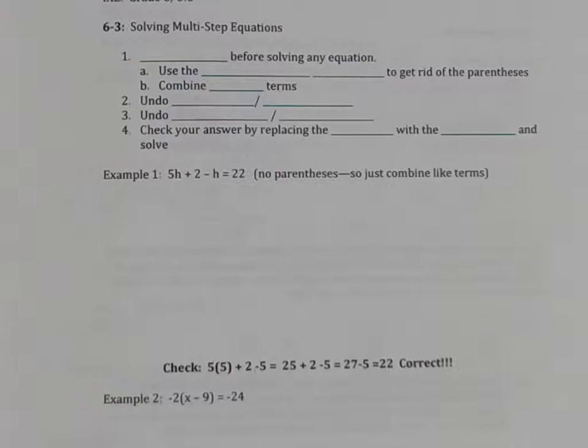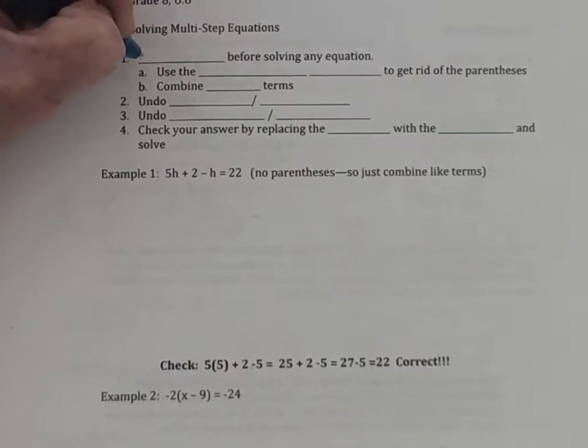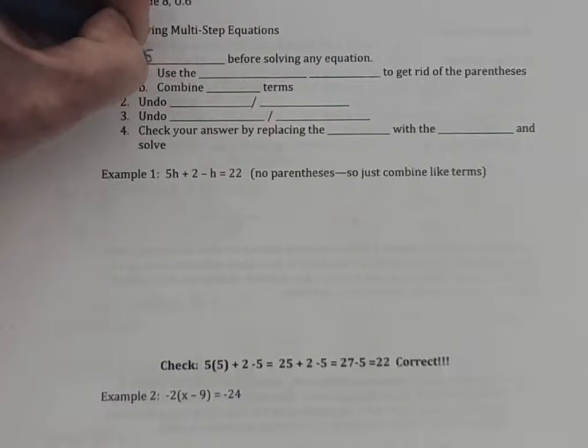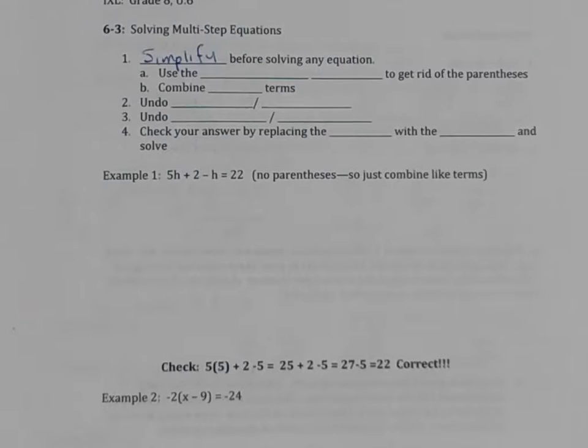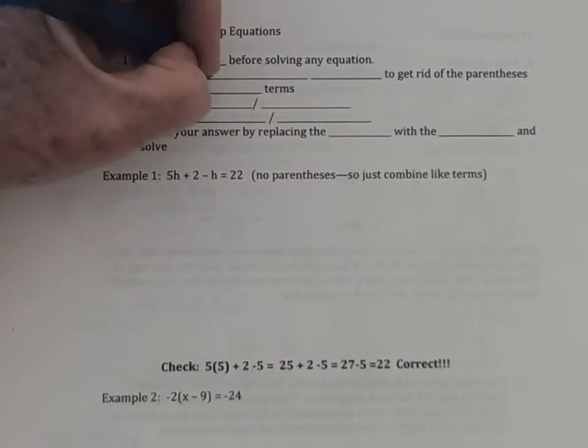Solving multi-step equations. You guys have gotten pretty good at one-step and two-step, but now there are times when the equations get even more complex. So what you have to remember is we're going to simplify both sides before we solve the equation. And what I mean by that is that you are going to do like you did with simplifying algebraic expressions. You're going to use the distributive property.